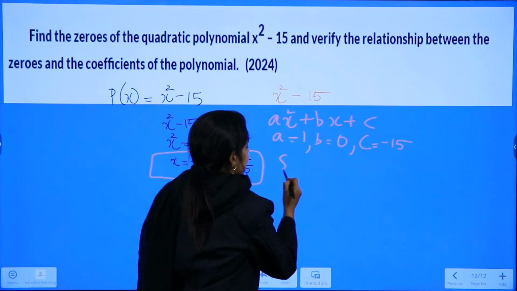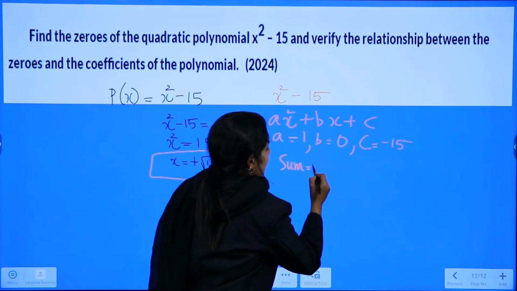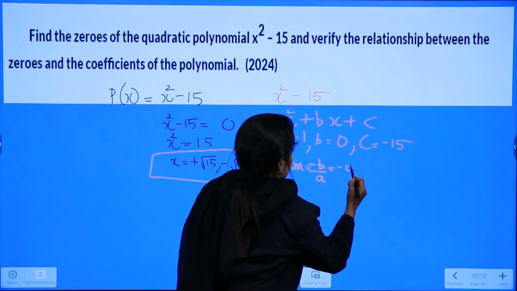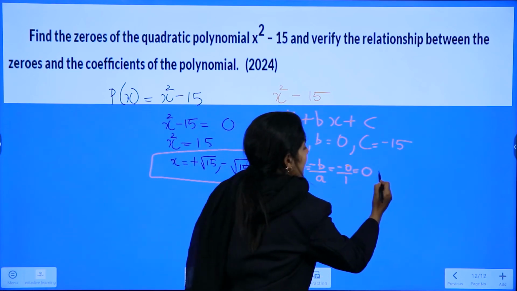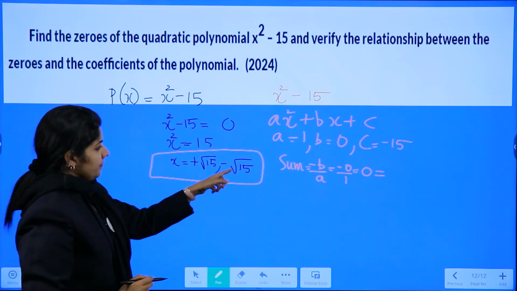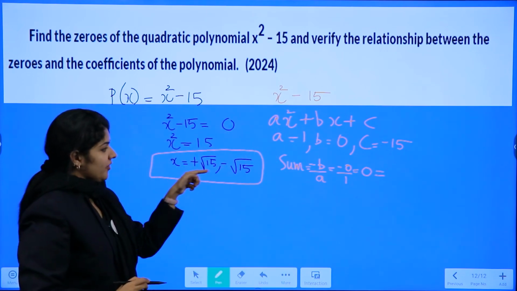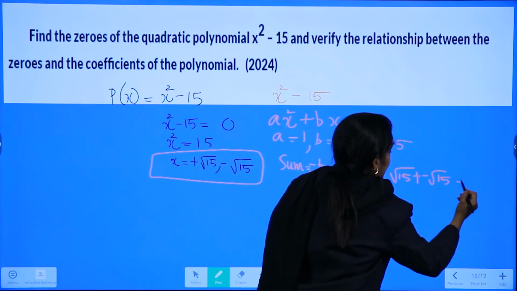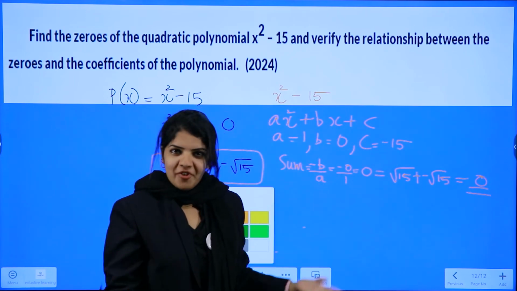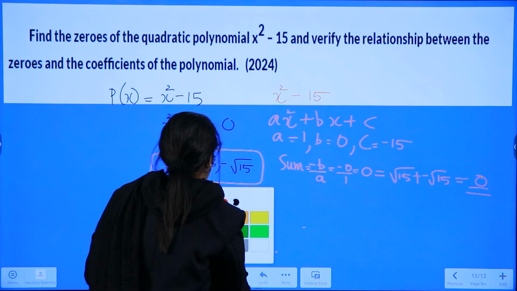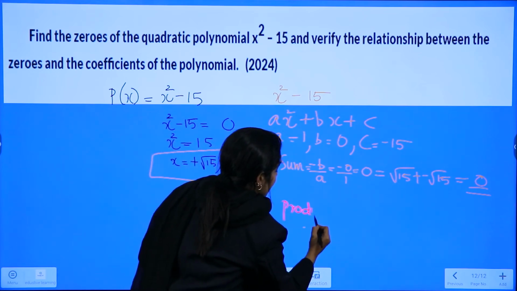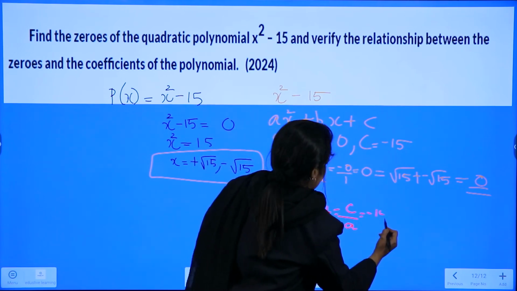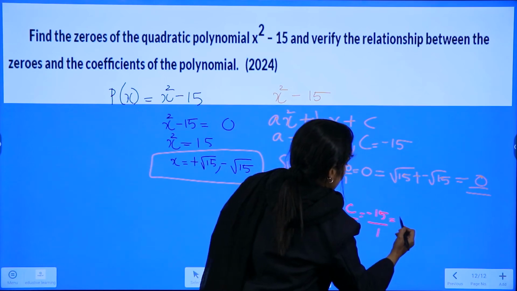Now we can find the sum. Sum is given by minus b by a, and minus b by a is equal to minus 0 by 1, which is 0. And we have to verify with the sum of the zeros what we get here. Root 15 plus minus root 15. Again it is 0. It's verified. Now we have to verify the product. Product is given by the formula c by a, which is minus 15 by 1, that is minus 15.